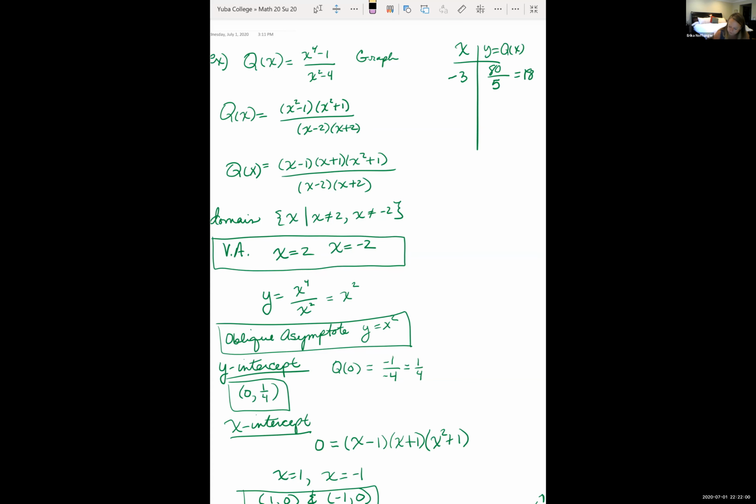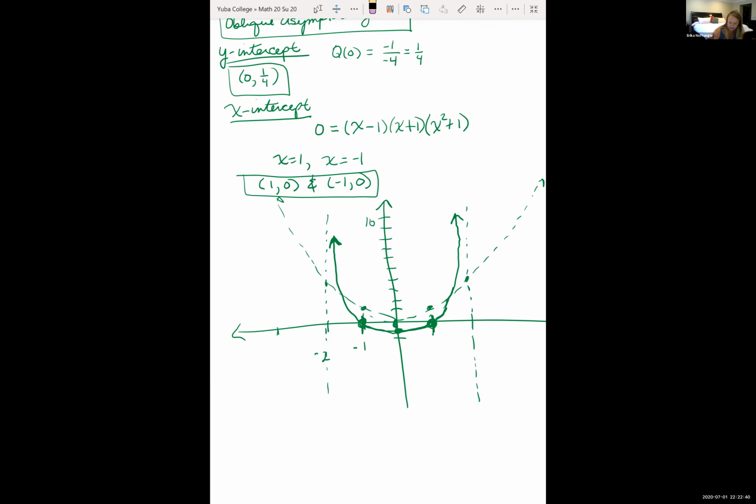And because it's even, because q of x is even, for every x, y point, there also has to be the point -x, y. So at +3, we also know we get positive 16. Okay. So -3, we get positive 16, which is way up here on my graph. So just to get a general idea, we know it's going to look like this. And pretend that's symmetrical.